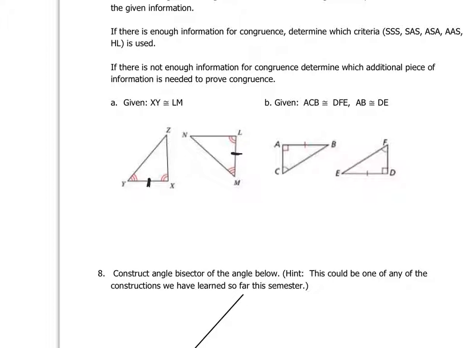So if we look, we have one pair of angles that are congruent, a pair of sides that are congruent, and then another pair of angles that are congruent. And the sides are in between the two pairs of angles, so that means we're looking at angle, side, angle for A.